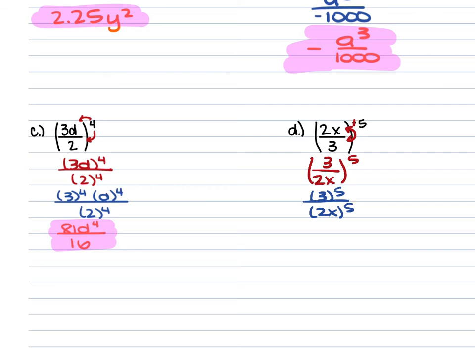The 3 to the 5th power gives us 243. And remember on the bottom that 2 is raised to the 5th power as well as that x is raised to the 5th power. So this is going to leave us with 243 over 2 to the 5th power is 32, x to the 5th power.